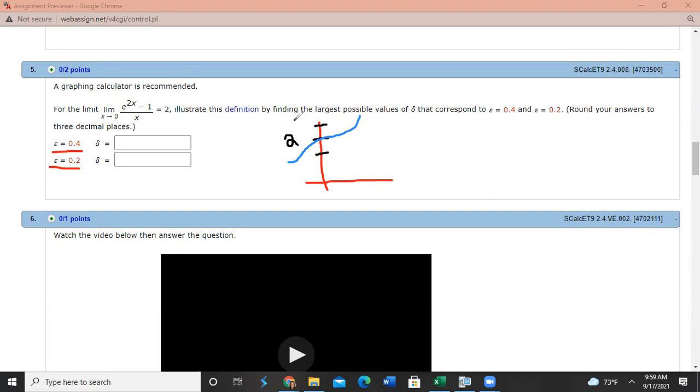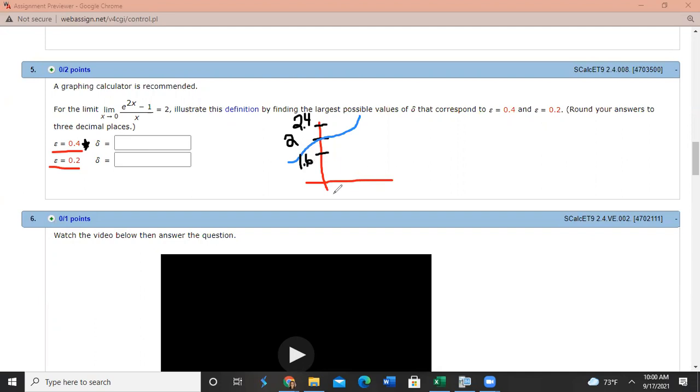So without really doing much actual computation, we should hopefully think like, okay, if I want my y values to be within a distance of 0.4 of the limit of 2, then the upper value I'm going to check is 2.4, and the lower value would be 2 minus 0.4, which would be 1.6.